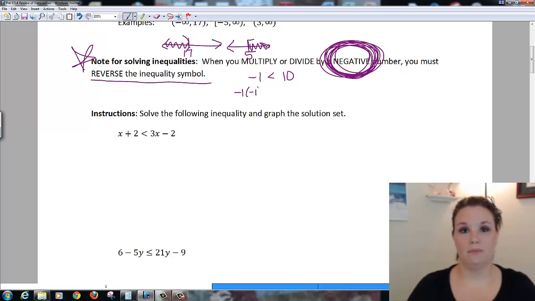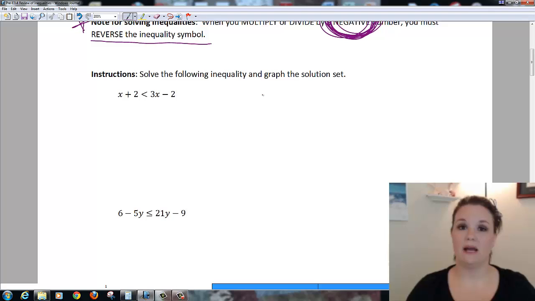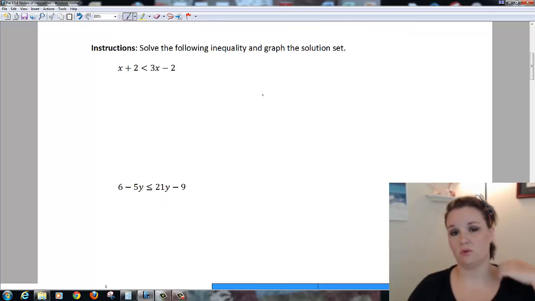If I were to multiply both sides by -1, if I multiply this side by -1 and I multiply this side by -1, that would give me +1 is less than -10, which is false, right? 1 is not less than a negative. So anytime we multiply or divide by a negative, we have to remember to flip that inequality symbol or reverse it. Make sure you remember that when you're solving these, because it will make a difference in your answer. It's only when you multiply or divide specifically by a negative. If you multiply or divide by a positive, you don't have to worry about it.